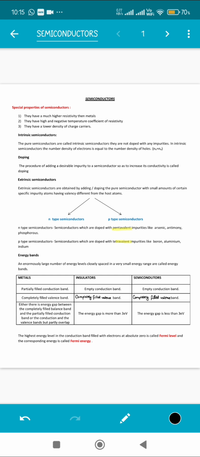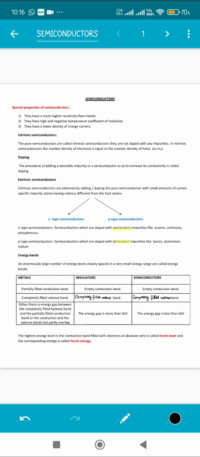Now in case of metal, there is another very important thing. Either there is an energy gap between the completely filled valence band and the partially filled conduction band, or the conduction band and the valence band partly overlap. So know that in case of a metal, the conduction is very easy to occur, as a result of which the conduction band and the valence band have a very slight gap between them, or in most of the cases they are actually overlapping with one another.